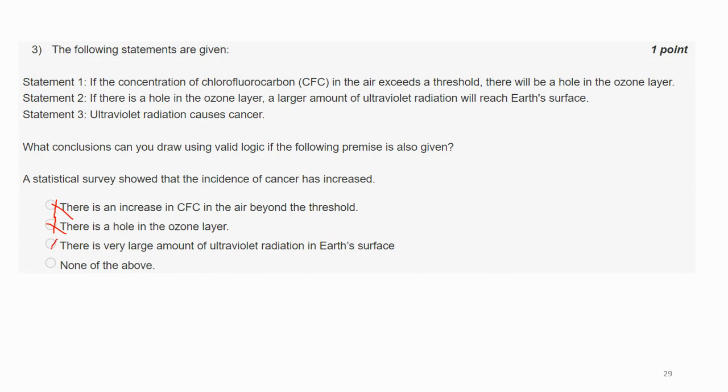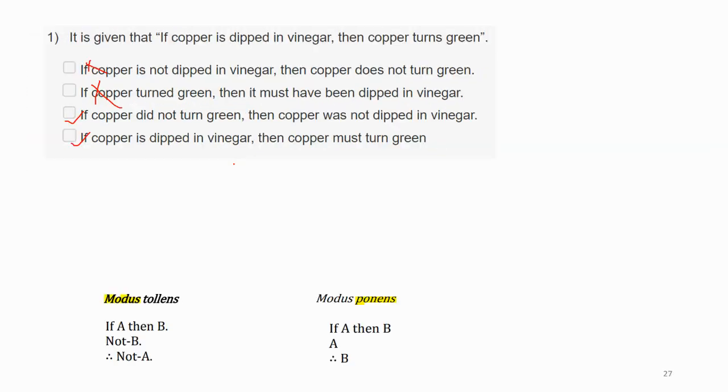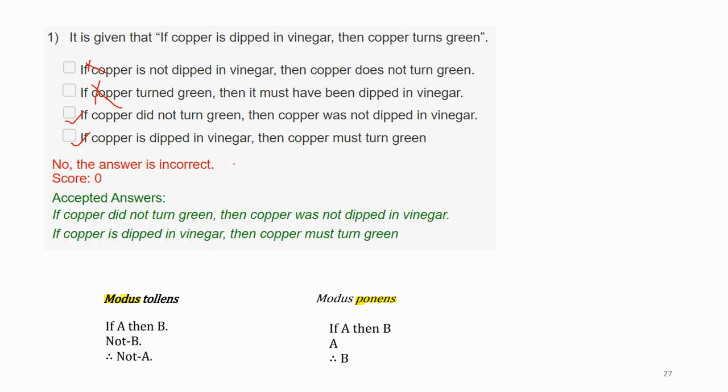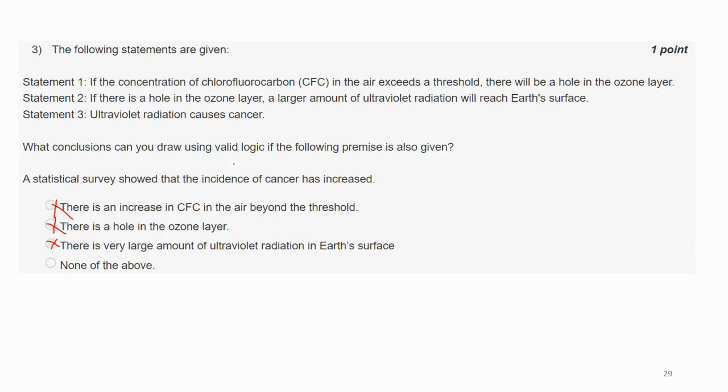That also we cannot say, because what does modus tollens state? Modus tollens says that if A then B, and if not B, then not A. So since it is not B, neither of the backward statements will be correct. In this way, none of them will be correct. So none of the above is the answer.